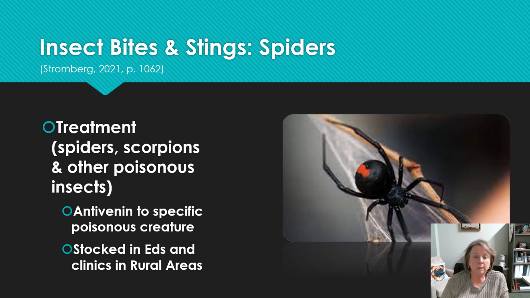So, treatment for spiders, scorpions, and other poisonous insects. We have an anti-venom for specific poisonous creatures. We can give things that will reverse the effects of black widows, things like that. It is stocked in EDs and clinics in rural areas.